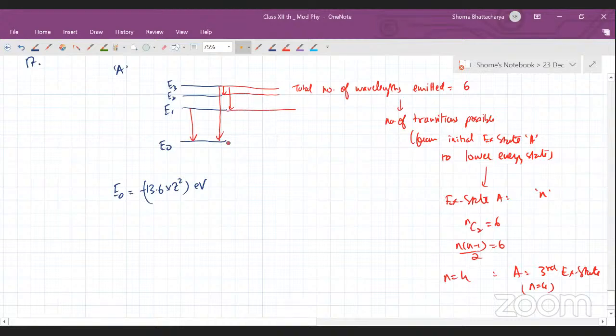These are all the transitions which are possible. So 3 to 0, 3 to 2, 3 to 1. Then also this. So these are the 6 transitions which are possible.